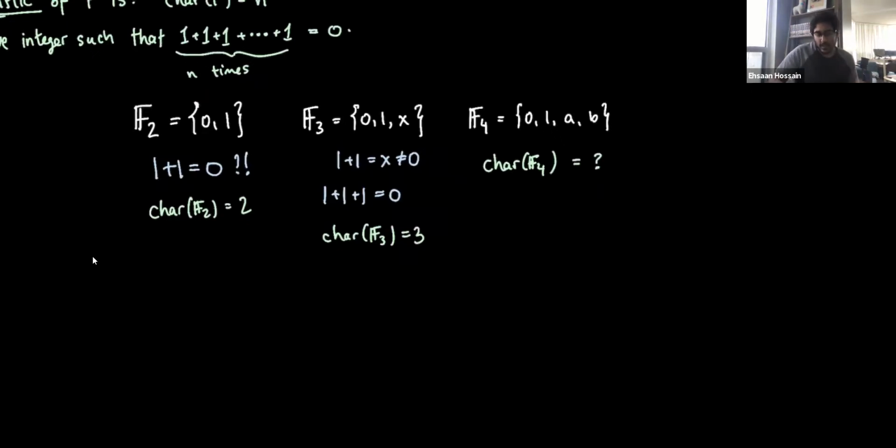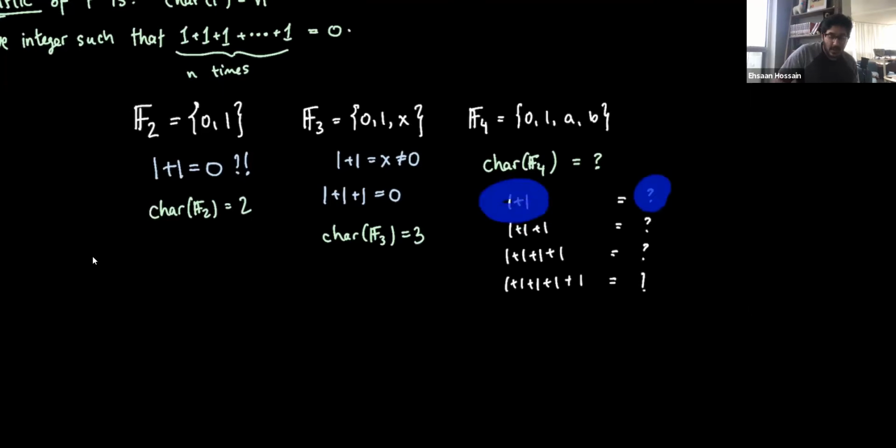Well, okay, to figure out the characteristic, here's what you do. You do 1 plus 1, you do 1 plus 1 plus 1, you do 1 plus 1 plus 1 plus 1, and you just keep adding ones, and then the first one where it's 0, that's the characteristic. So for example, if I found that 1 plus 1 was 0, then I can see that if I add 1 2 times, I get 0. So the characteristic would be 2.